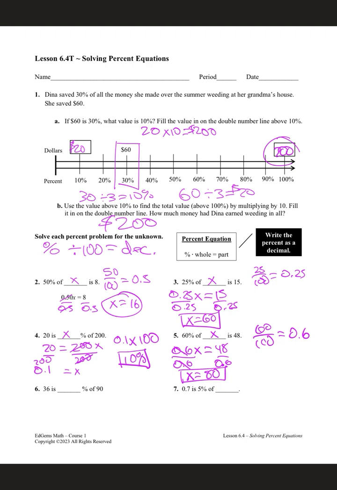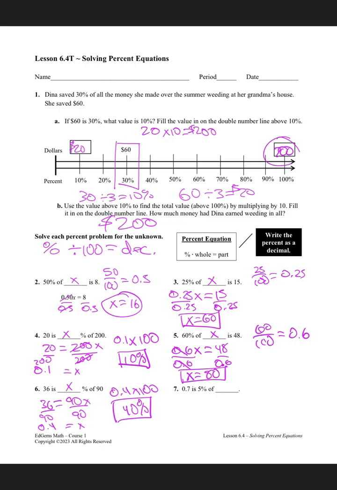Okay, number 6. Number 6 is a lot like number 4. Same concept, just different numbers. So here we go. So 36 is what percent of 90? We don't know what the percent is, so that's our variable. Of means we multiply. So we're going to go 90x. Divide both sides by 90. And I get x equals 36 divided by 90. And that's 0.4. And then when we're finding the percent, we're going to take that number, 0.4. We're going to multiply it by 100 to get our percent. And that should be 40%. And there you have her.